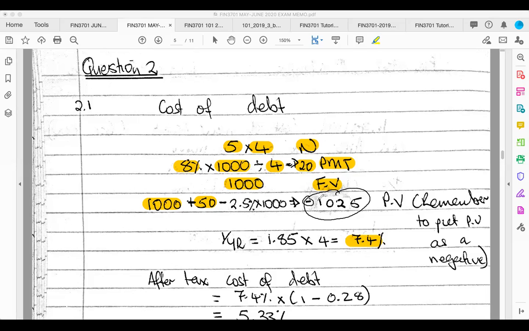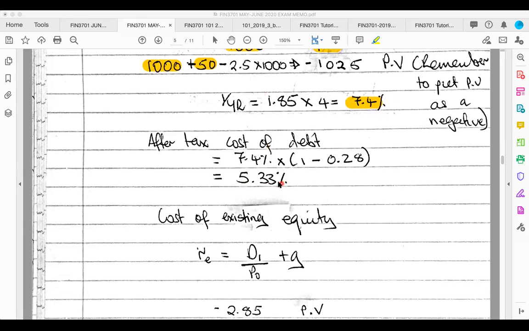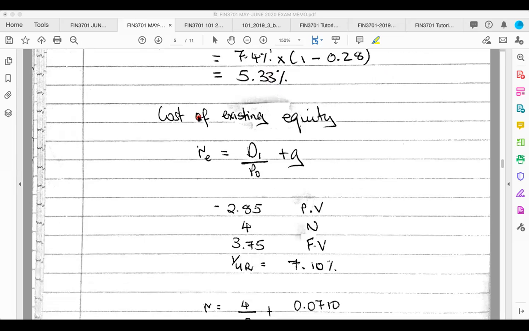And remember, we put that as a negative. Then we press the interest button on our financial calculator. We get 1.85. We multiply that by 4 so that we get the cost of debt as an annual amount. Then we adjust that for tax. We multiply it by 1 minus the tax rate, giving us 5.33%. So that's the after-tax cost of debt.